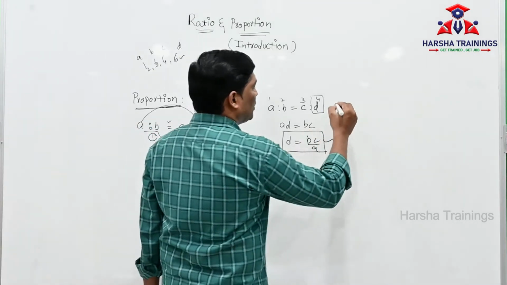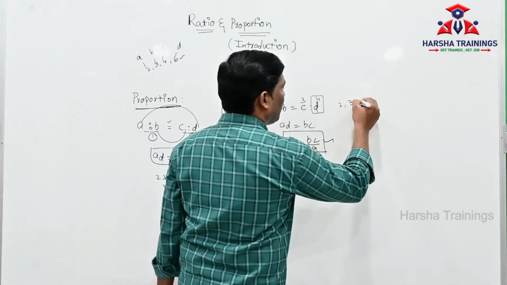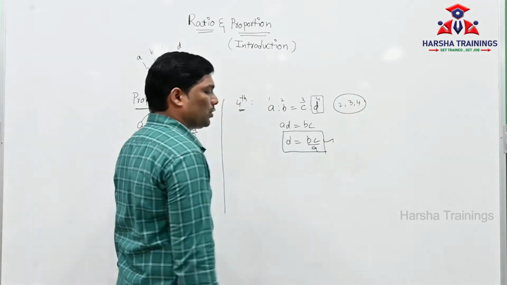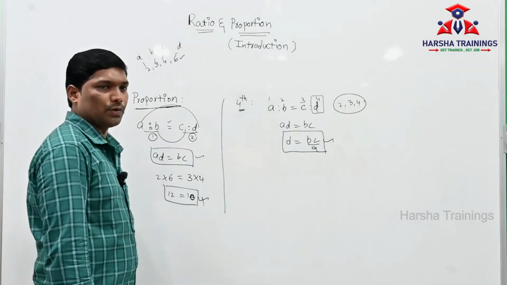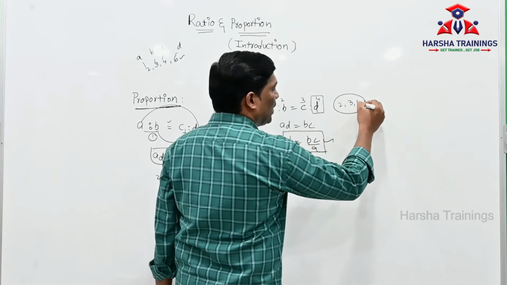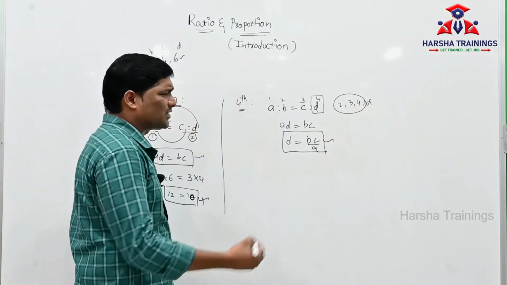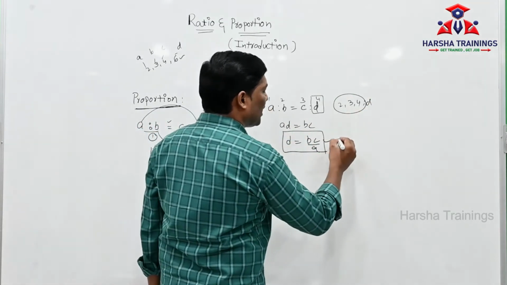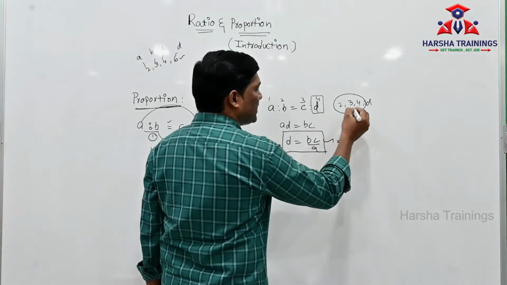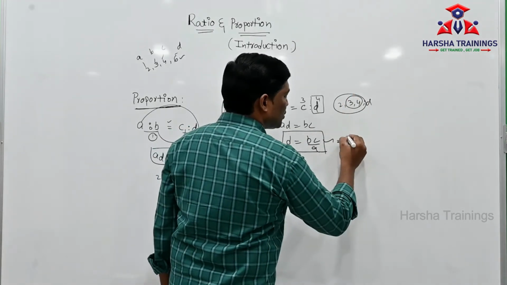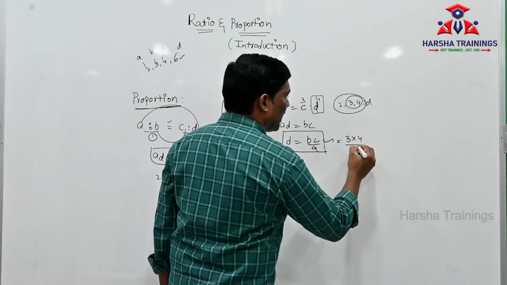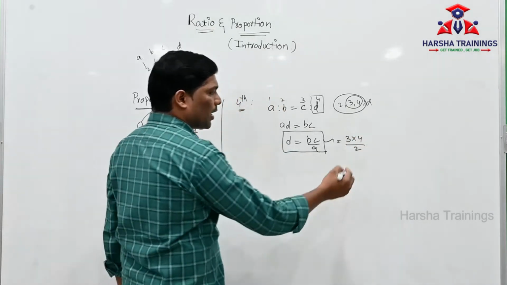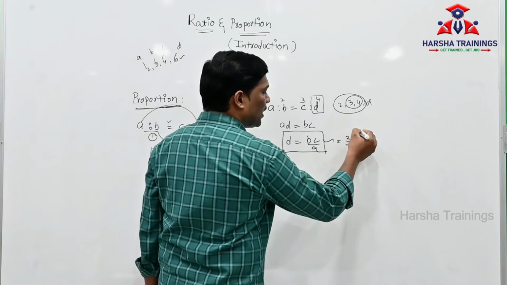For example, 2 comma 3 comma 4. Find out the fourth proportion. The fourth proportion we don't know, so let it be D, or X, no issue guys. What is the formula here? D is equal to BC by A. Here BC is 3 into 4, by the A value, which is 2. Let me calculate.